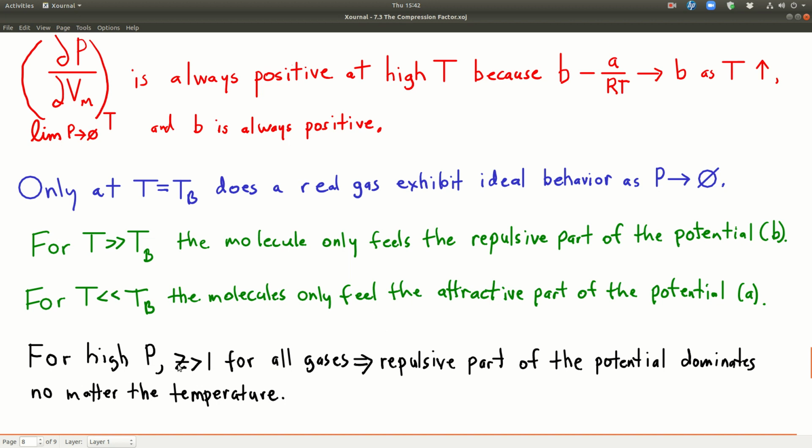And also, another important thing to get out of this is that at high pressure, Z is always greater than 1 for all gases, which means that the repulsive part of the potential dominates, no matter what the temperature. That's at high pressure. And that makes sense, because you think about what happens when it's high pressure. These molecules or particles are being pushed together, and so that repulsive part is going to become really important.